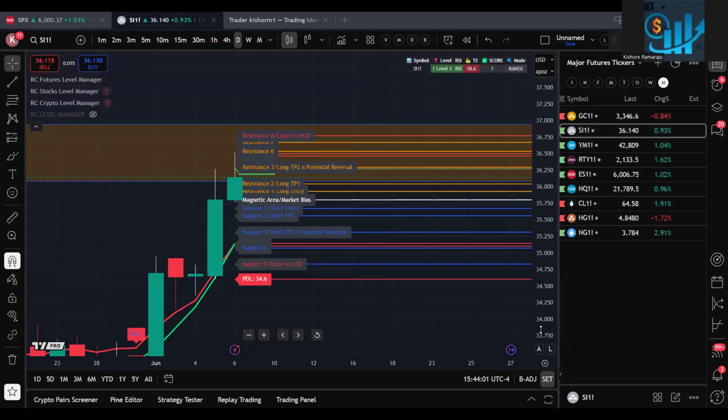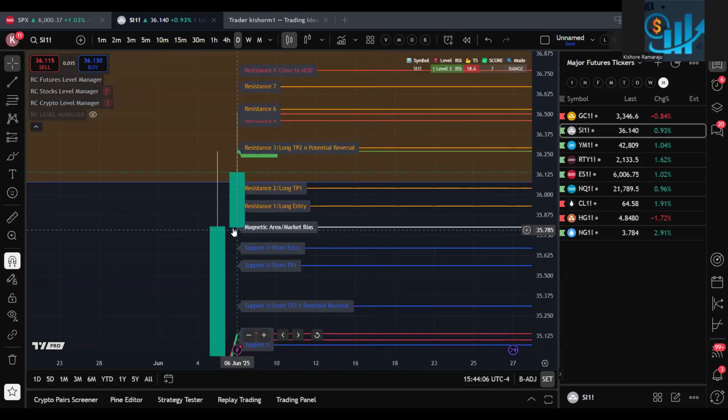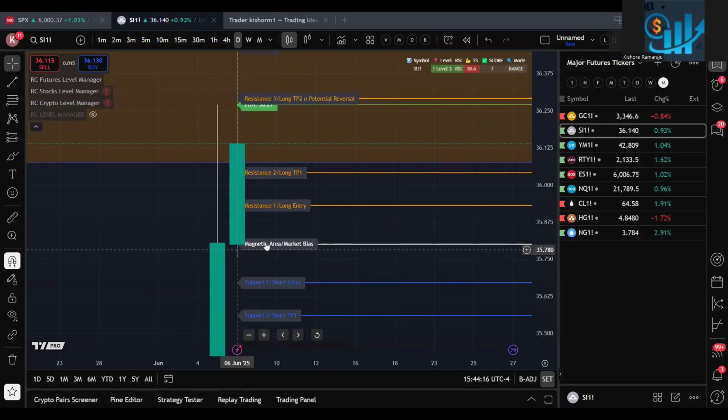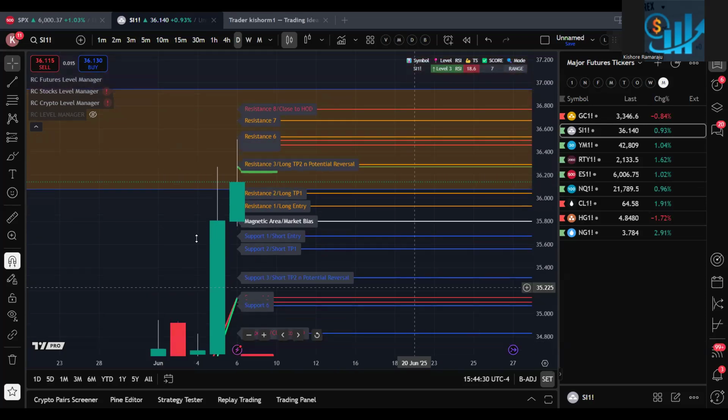Now for a bullish candle, whenever a candle is green, generally the open will be at the bottom and the close at the top. If it is a bullish candle, open is at bottom, close is at top. So for this candle, the open was above the magnetic area, the close was above the magnetic area. That means there is a high possibility. So what do you think? For silver, it will be bullish.